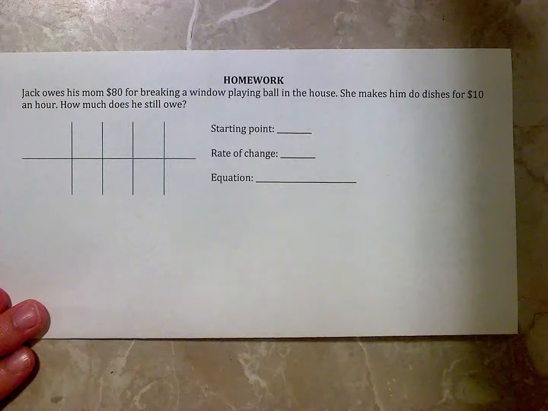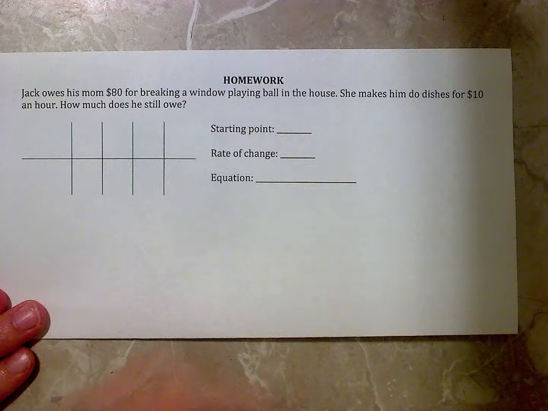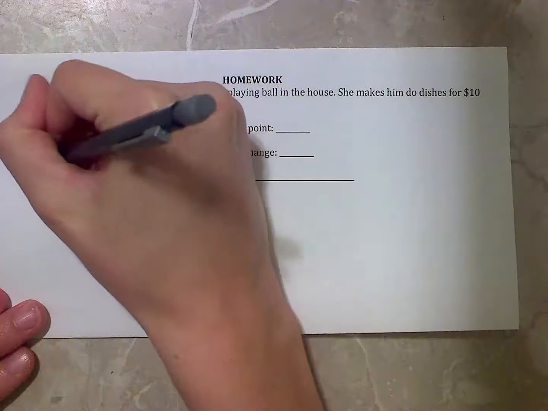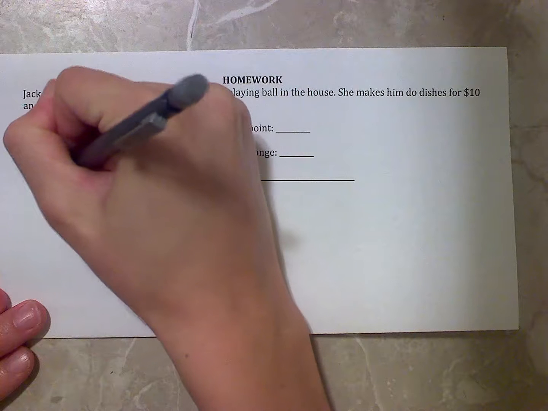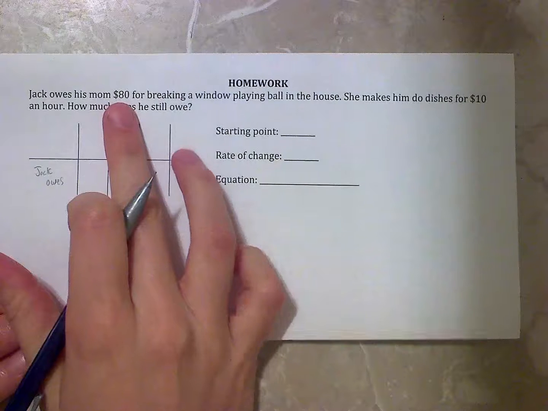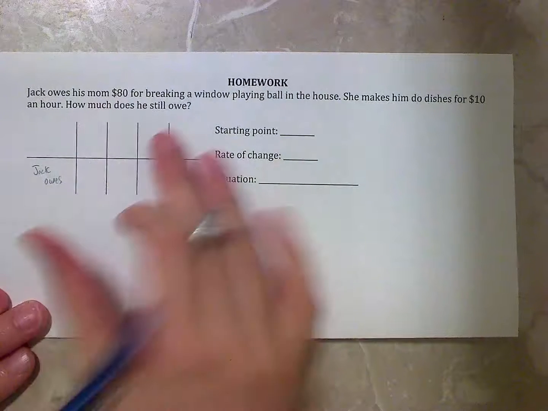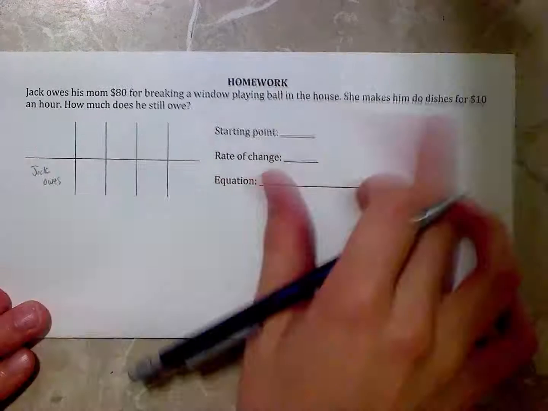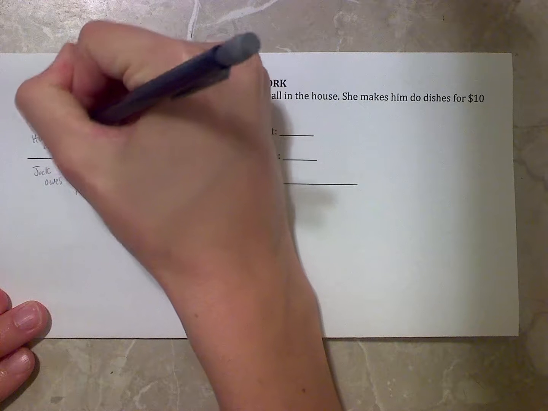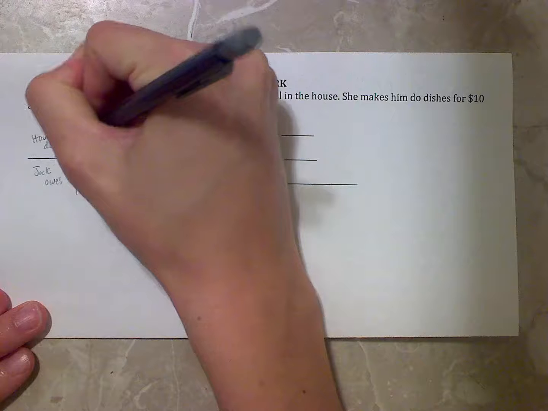Okay, so what are the two things that are changing here? Well, he owes his mom $80 and he's trying to make that number go down, right? So that's changing. How much Jack owes is going to change. And then the other thing that's changing is, how is he making that number go down? Oh, he's doing dishes, right? And he's doing it for $10 per hour. So this is hours doing dishes.